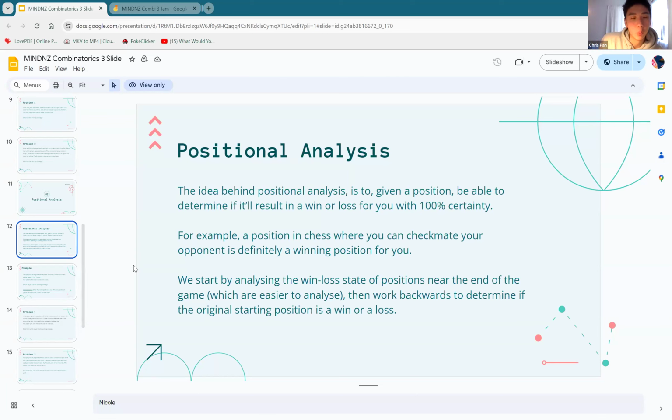This works for simple games where you can actually analyze it. For more complicated games, you're not going to be able to do this positional analysis because there are too many moves to make.